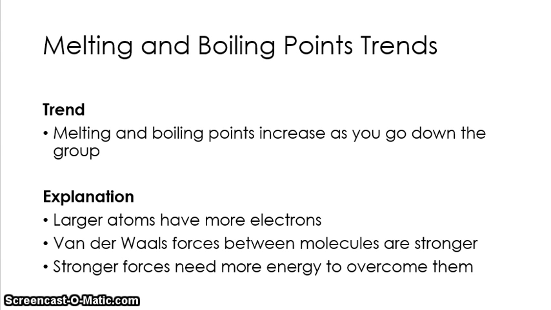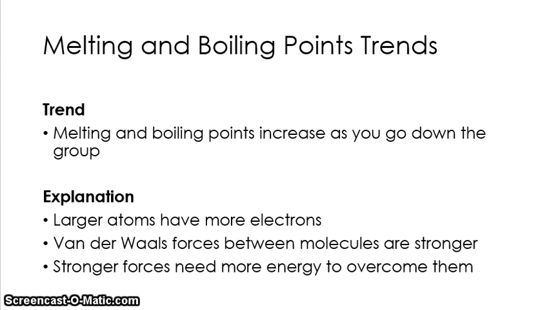And the explanation for this is that larger atoms have got more electrons. So we've already said that as you go down the group, the atomic radii increases. Those larger atoms have got more electrons. And as you know, the strength of the van der Waals forces depends on how many electrons there are. So the more electrons you've got, the stronger the van der Waals forces are going to be. The van der Waals forces between the molecules are stronger. And of course, if you've got stronger forces between the molecules, then they need more energy to overcome them.